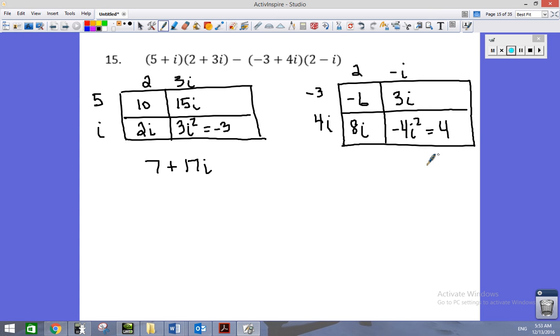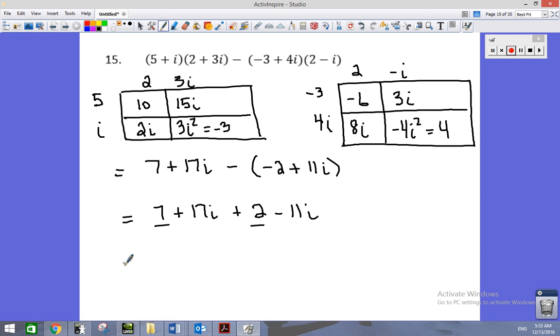So don't forget the subtraction. Don't forget that you're subtracting the whole thing, so you need parentheses. So if I haven't made any silly mistakes, the 7 and 2 gives me 9. And the 17i take away 11i gives me 6i. And that's what I'm getting for my final answer there.